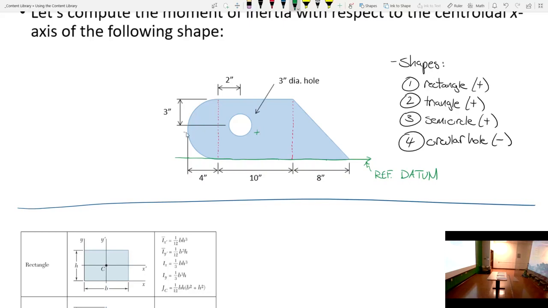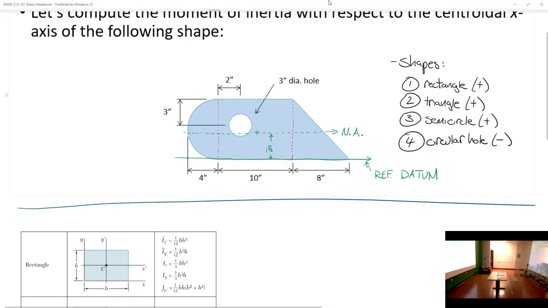But really what I'm interested in is the centroid with respect to this shape, or to this axis, okay? And what we tend to call that is NA, or the neutral axis. So if you want some terminology there, wherever the centroid is, the axes going through that centroid are the neutral axis, okay? So the first thing I'm going to need to do is figure out y bar. I'm going to need to figure that out, okay?